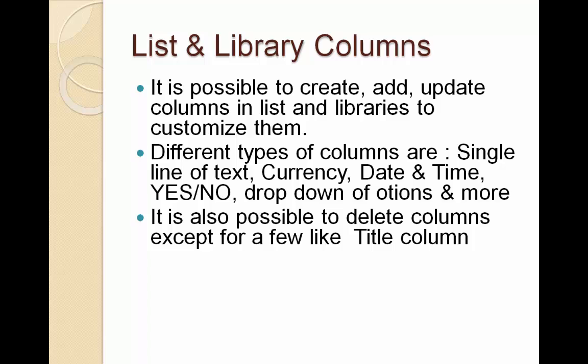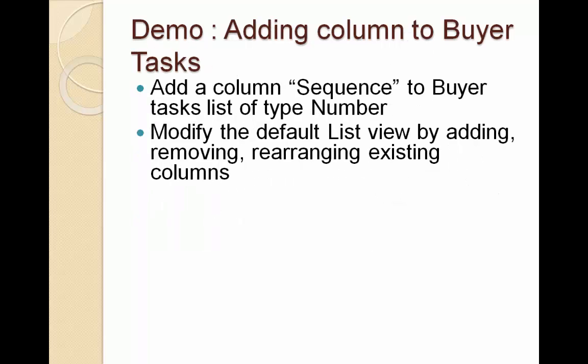So let's go ahead and see how we can add columns to lists and libraries. We're going to add a column by the name Sequence to the buyer task list, and this column is going to be of type number. I'm going to use this column to rearrange and prioritize my tasks depending on the sequence.